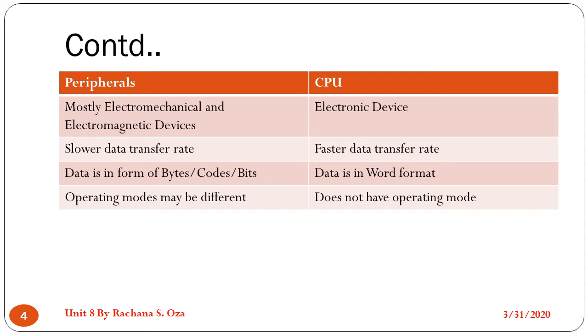The next point is that peripheral devices are very small in size, so they have the capacity to transfer data in the form of bytes, codes or bits, while the CPU generally has an instruction format in a particular architecture, so it mostly prefers the word transfer format. Peripheral devices are electromechanical or electromagnetic devices. They can be operated in various operating modes, while the CPU cannot be operated in any operating mode.